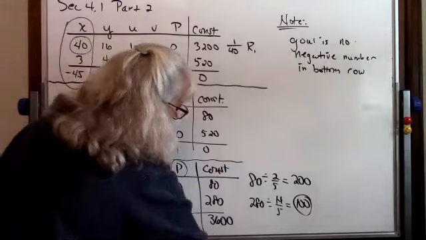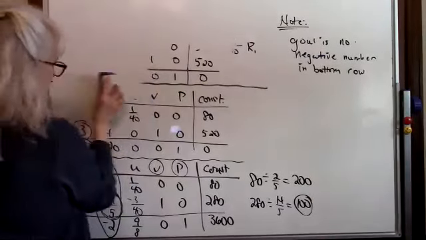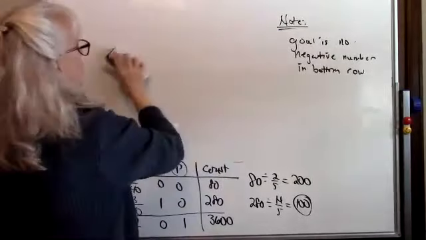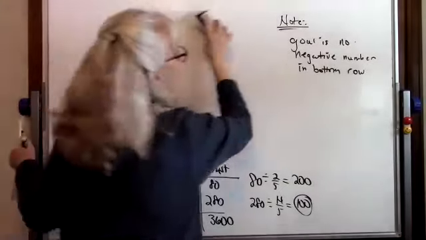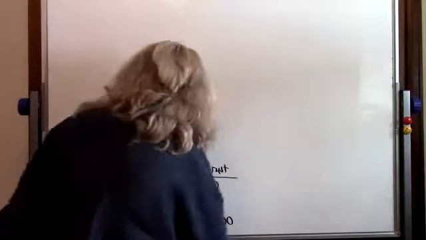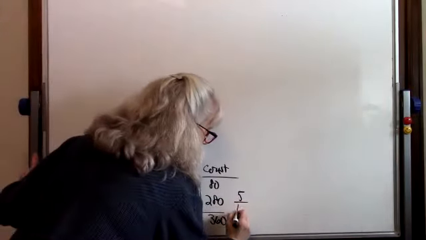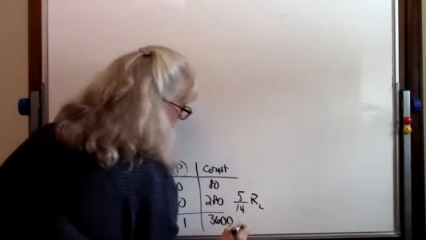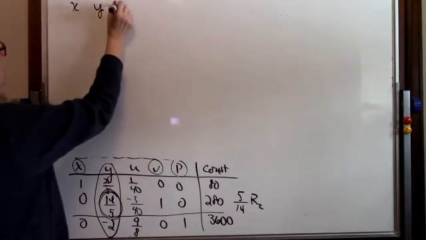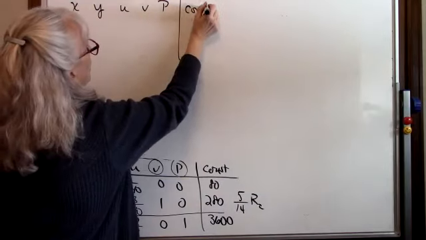Okay, I've obviously run out of room on the board again. So I'm going to transform this one moving up. Again, our goal is to make this 14/5 into 1. To do that, we're going to do 5/14 times row 2. I'm not going to touch row 1 or row 3, so I have my X, my Y, U, V, P, and the constant.